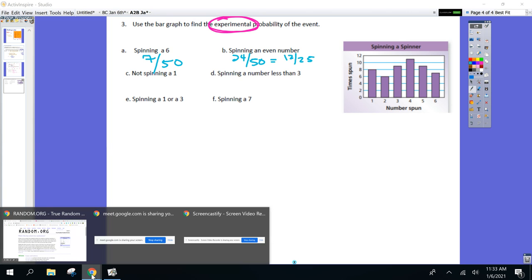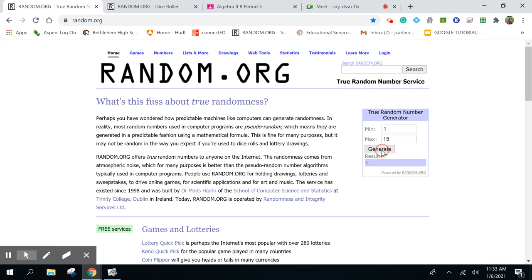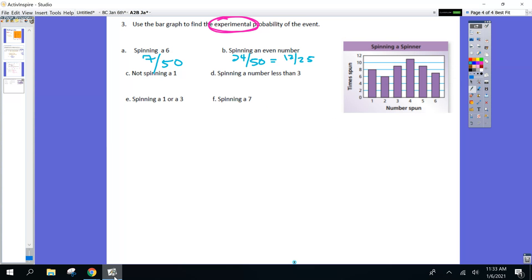I'm not going to spin a 1. Eliana, good morning. Not spinning a 1. That would be 42 out of 50. Darn right. You guys are on fire today. 42 out of 50. That reduces down to 21 out of 25. Just make sure we always have both because you guys saw yesterday, multiple choice answer. Usually they're all reduced.